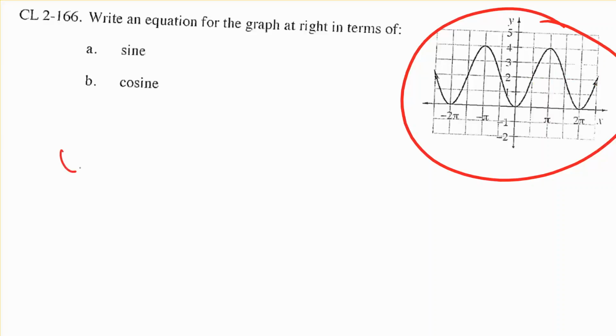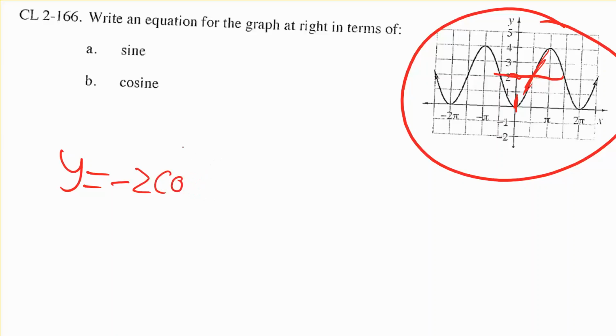For cosine, we're going to do the same thing. We're going to notice the midline. It's at 2. We notice that it starts at 0, so there's going to be no horizontal shift, but we do notice that it starts at the bottom instead of the top. So that means that the a value is just going to be negative, and we notice that the top and bottom of the graph are 2 away from the midline, so it's going to be negative 2 cosine.